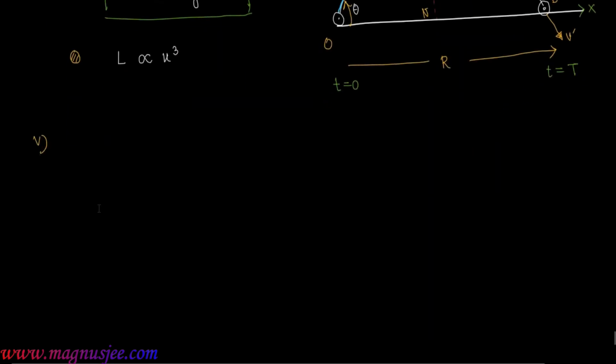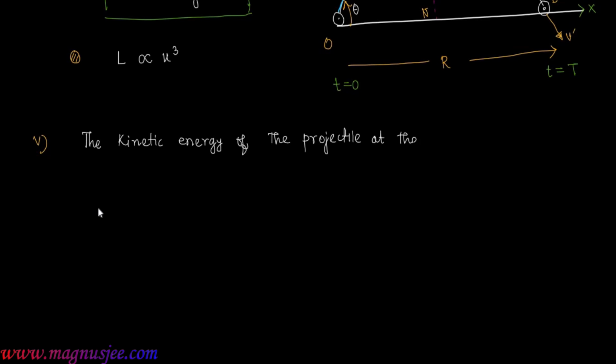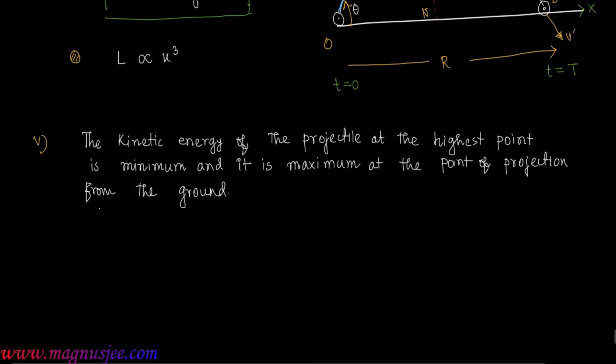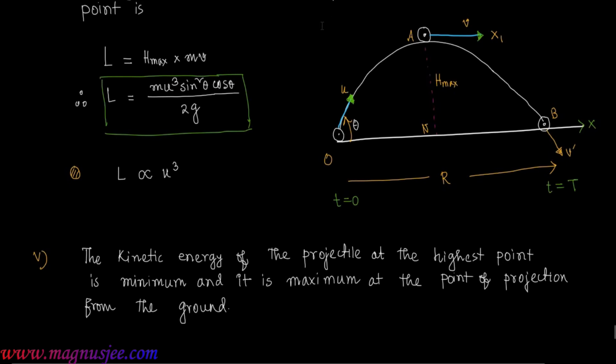Number 5 characteristic of a projectile thrown from the ground is the kinetic energy. The kinetic energy of the projectile at the highest point is minimum and it is maximum at the point of projection. That is, the kinetic energy of a projectile at the highest point is minimum and it becomes maximum at the point of projection from the ground.